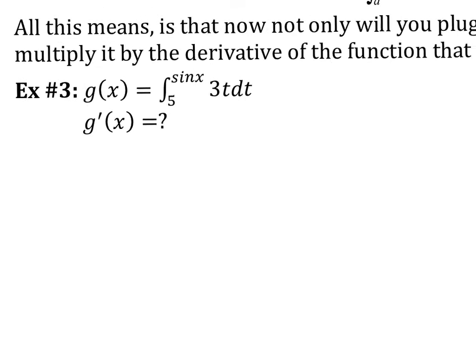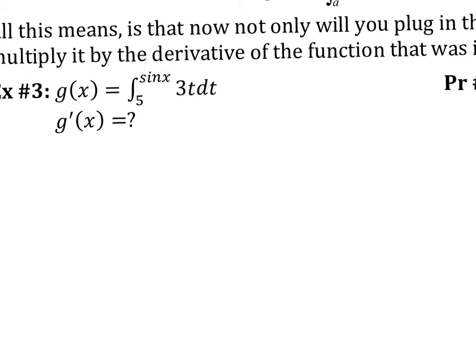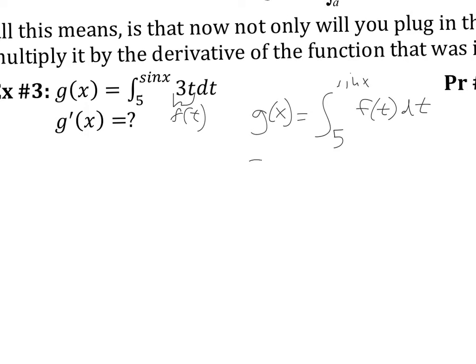Again, let's work it out in actual math notation, and let's just call this f of t. And what that means then is that g of x equals the integral from 5 to sine of x of f of t dt. Well, when we take the antiderivative, then we know what this is going to give us. This is going to give us capital F of sine of x minus capital F of 5.